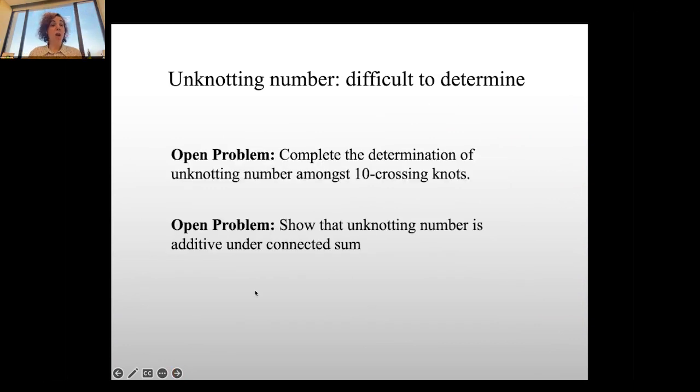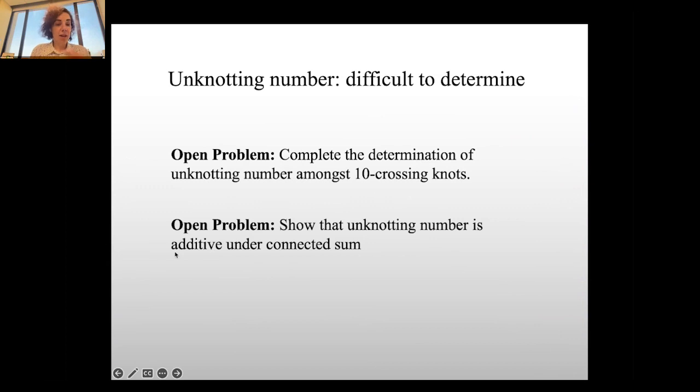There are a lot of open problems about unknotting number as well. One open problem is just to complete the determination of unknotting number amongst 10 crossing knots, and then 11, 12, 13 crossings. So even amongst small crossing knots, there's a lot of unknown. It's unknown what the unknotting number really is. Another open problem is to show that the unknotting number is additive under connected sum.